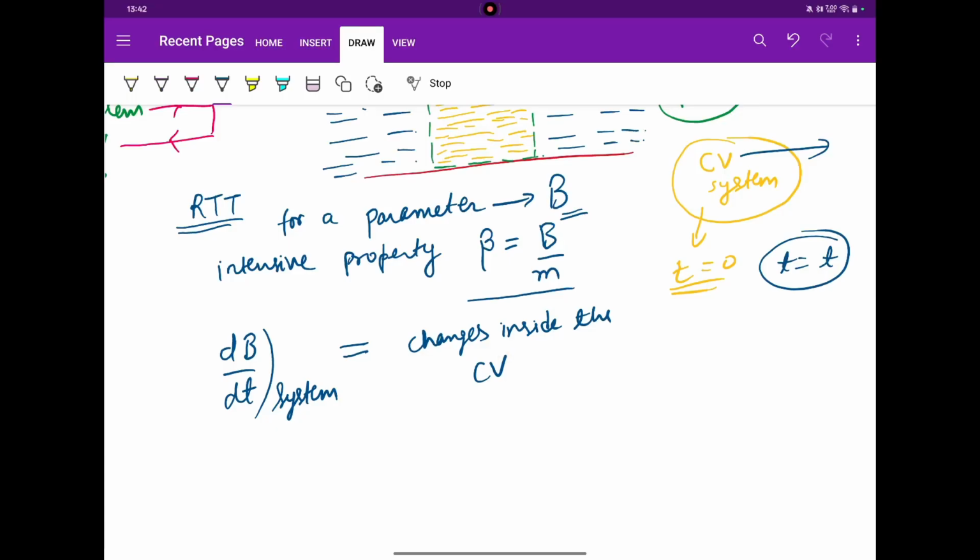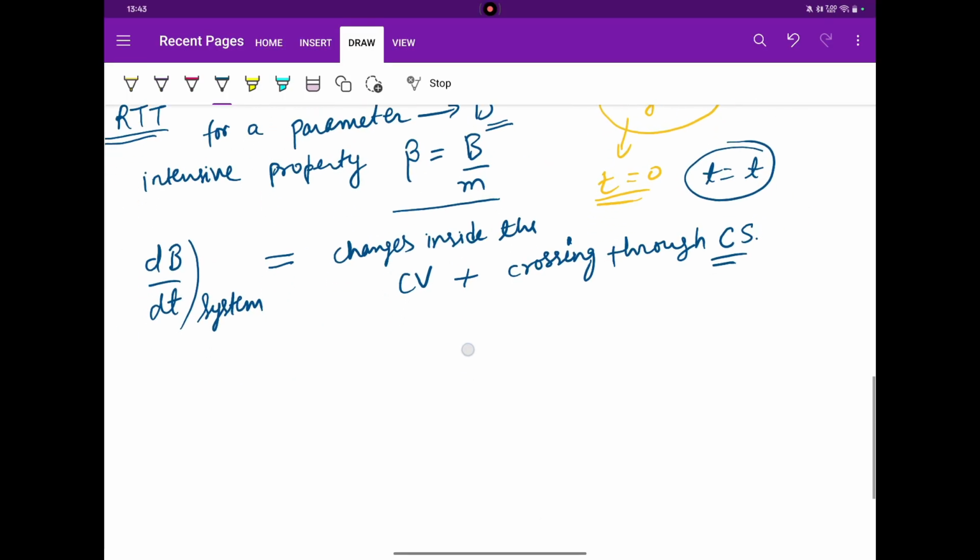Okay, I'm not considering what fluid has crossed the control surface, I'm only considering changes inside the control volume, plus the crossing of fluid through the control surface. Okay, this is what we have to consider.